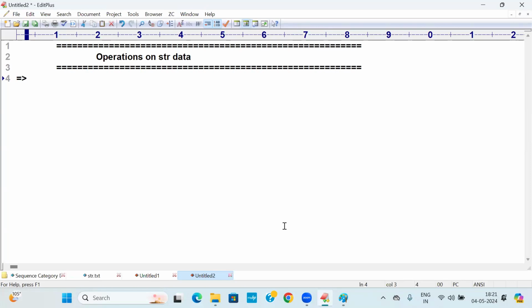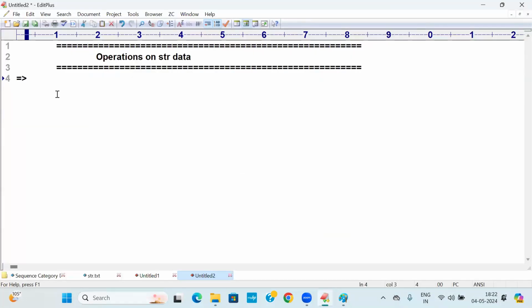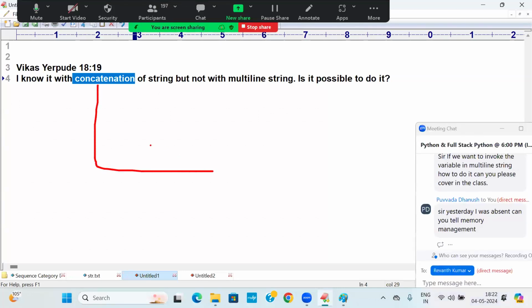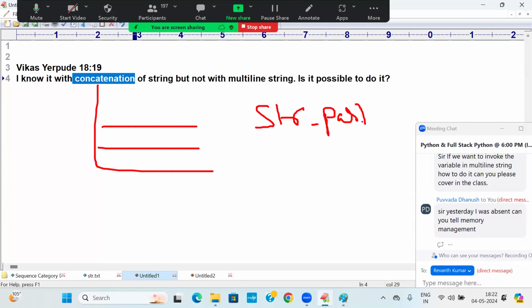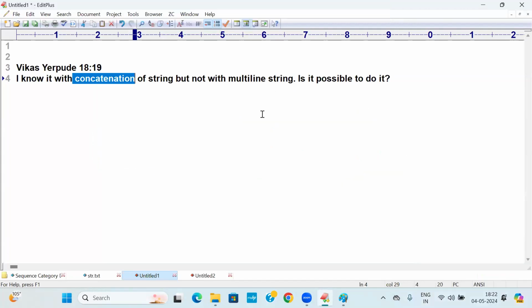Dhanush: Sir, yesterday I was absent. Can you tell memory management? Once one class is over, it is highly impossible to repeat the same class. Come to the point. Operations on which data? STR data. And regarding this doubt on concatenation, it is asked without any knowledge. I am explaining this beautifully in my further classes, because I said already yesterday: STR part 1, STR part 2. Did you remember, students? You will become a master. Even an IIT student is not going to come to know this. That much of string I'm going to explain just to utilize my sessions. That's all.